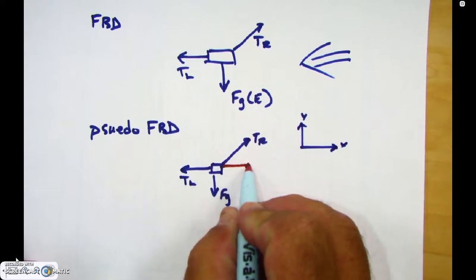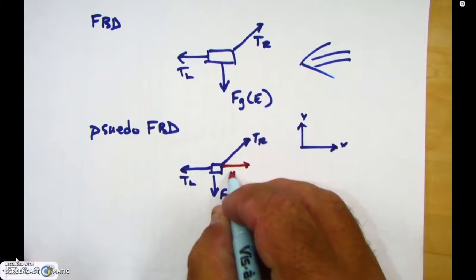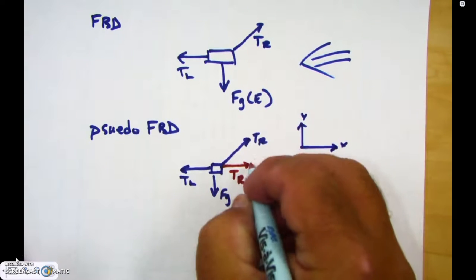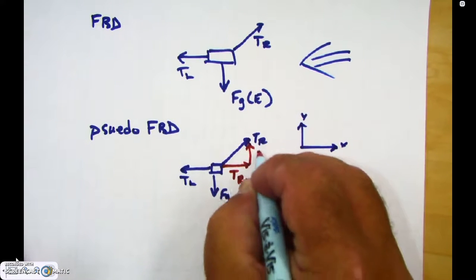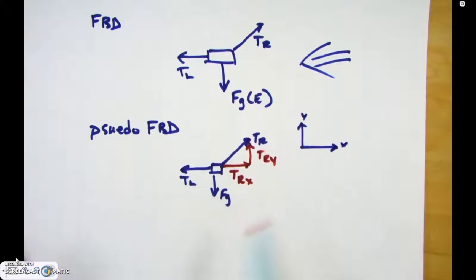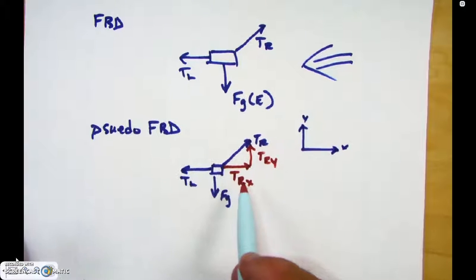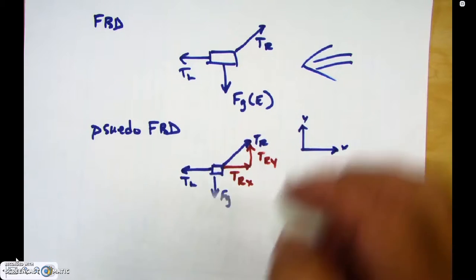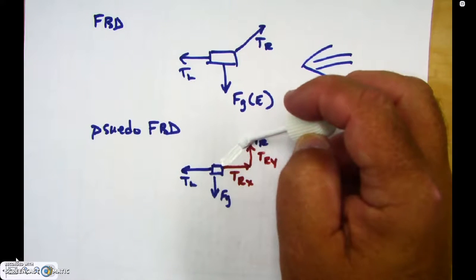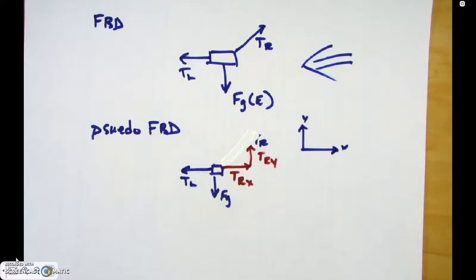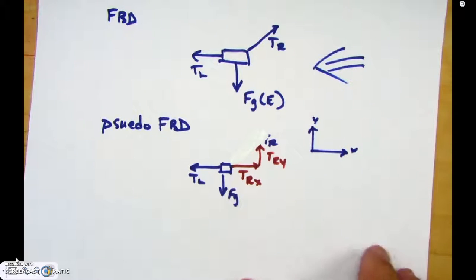So what we do is this. And that's the reason we've been talking about components. This is going to be TRX. This is going to be TRY. If you put those two together, you get TR. So at this point in time, I can actually get rid of this TR, because I've replaced that initial TR with the TRX and the TRY.